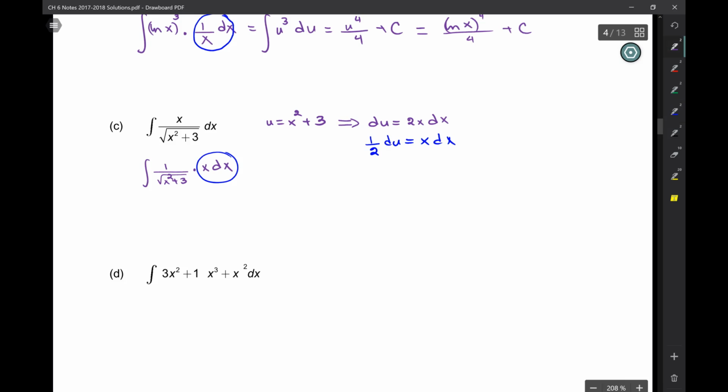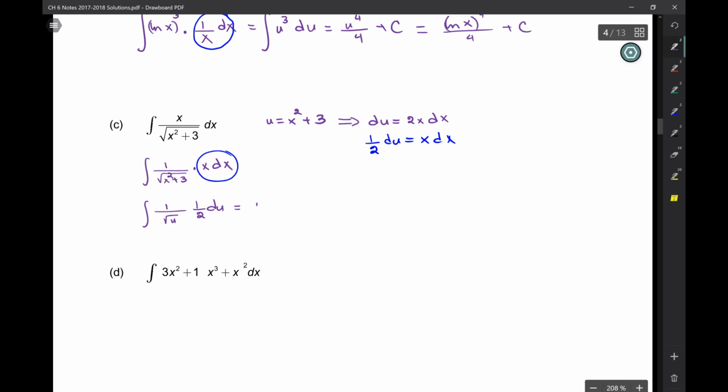Okay? So for the next step, it's 1 over the square root of u, and then x dx is 1/2 du. So it's 1/2 times 1 over root u. How else can I write 1 over root u? u to the negative 1/2 du. And I can take out the 1/2 because it's just there.